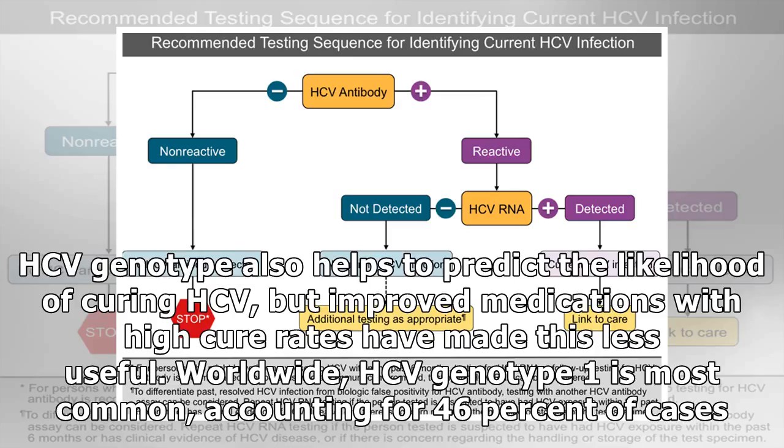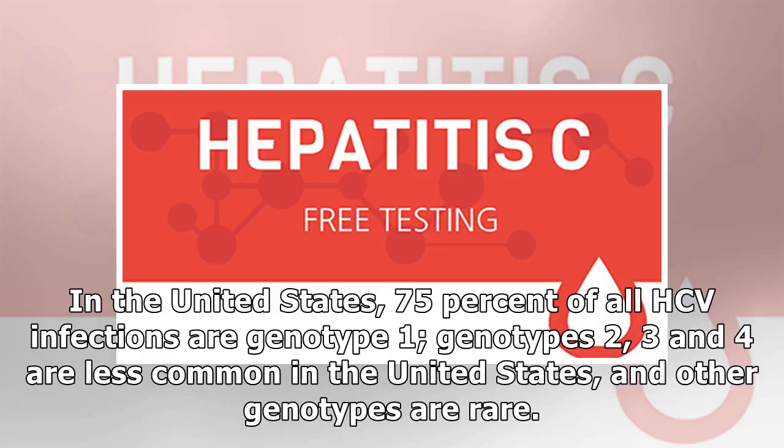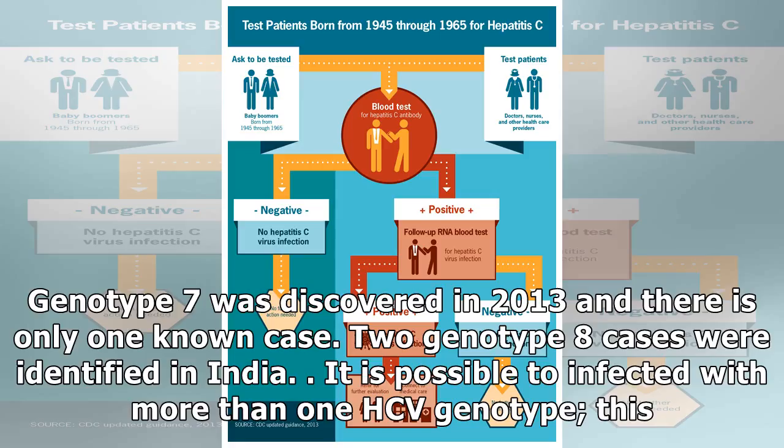HCV genotype also helps to predict the likelihood of curing HCV, but improved medications with high cure rates have made this less useful. Worldwide, HCV genotype 1 is most common, accounting for 46% of cases. In the United States, 75% of all HCV infections are genotype 1. Genotypes 2, 3 and 4 are less common in the United States, and other genotypes are rare.